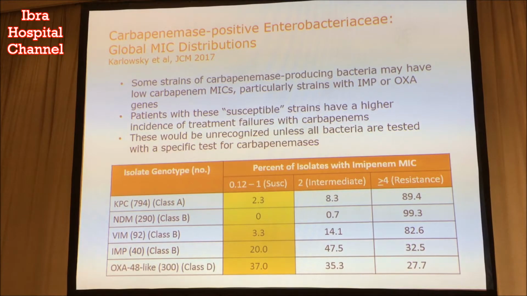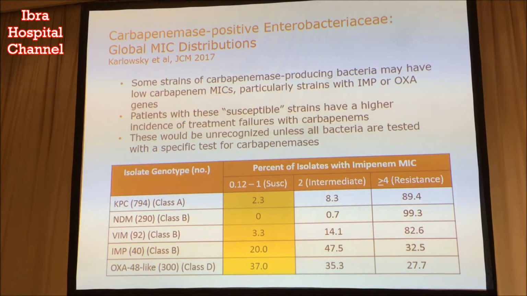And if you look at the bottom at OXA48, 37% of the resistant organisms based on MICs were called susceptible. For imipenem, it was 20%. I mention these two because particularly OXA48 is the most common one in your region. So as you do your susceptibility test, you are underestimating the amount of resistance that exists in your hospital. And that, again, is a serious problem.